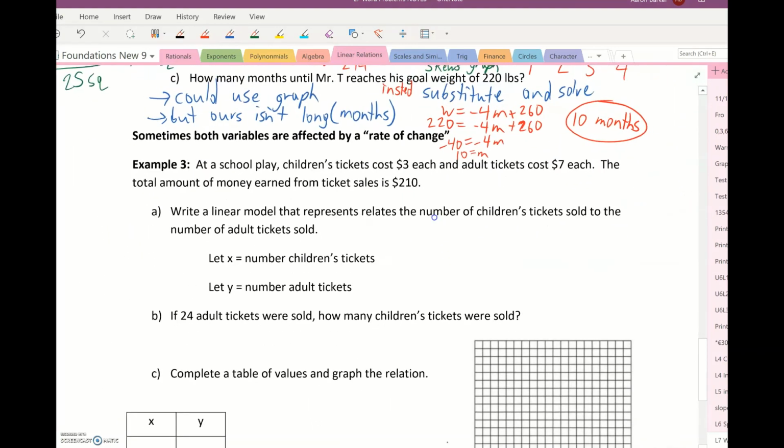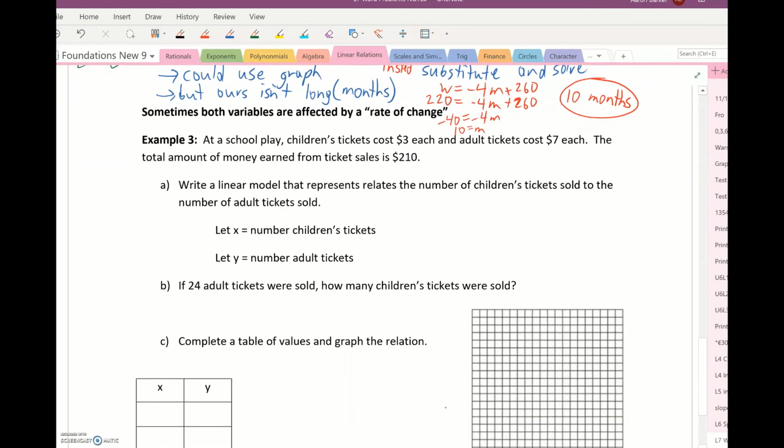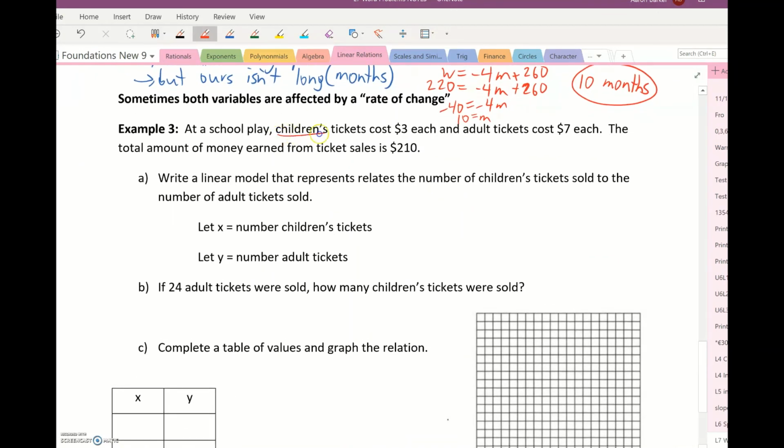Now, this one's going to be a little bit different. So sometimes both variables are affected by a rate of change. So we have children's tickets. Okay, that's our one variable. So instead of an X or a Y, we are going to use the letter C. And then we have adult tickets. So instead of an X or a Y, we will use A. All right. Now, good. And it costs $7 each. What would be the total amount of tickets?